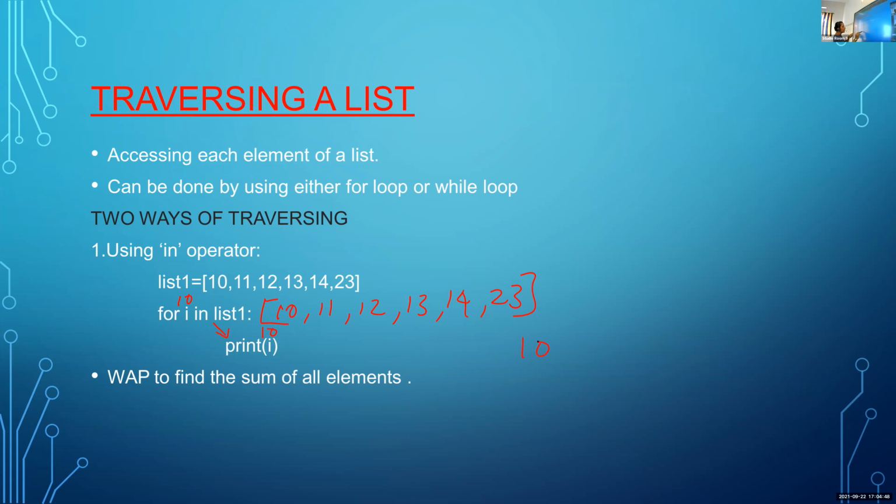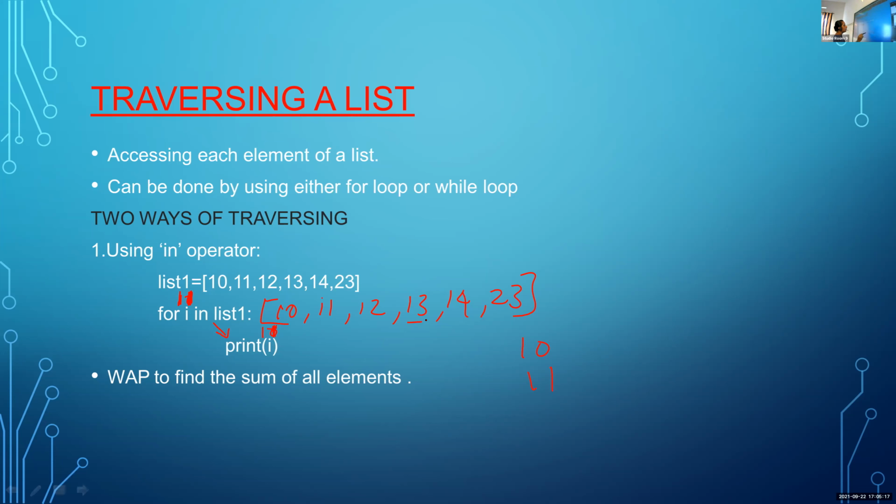After that, the next value 11 is assigned to I. It is automatic assignment. That is, after the first value, automatically the second value is assigned to I. Then after that, the third value is assigned to I. Then the fourth value is assigned to I. It is based on this for loop. So the second value 11 is assigned to I. Then print I means here the I value is 11. So 11 is printed.